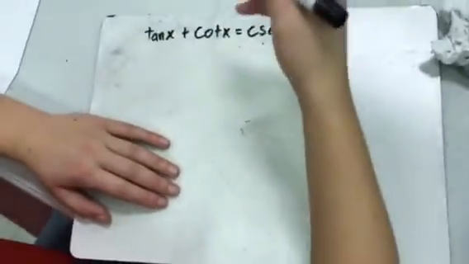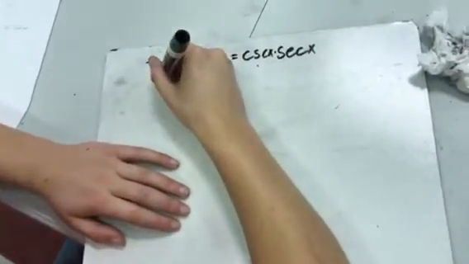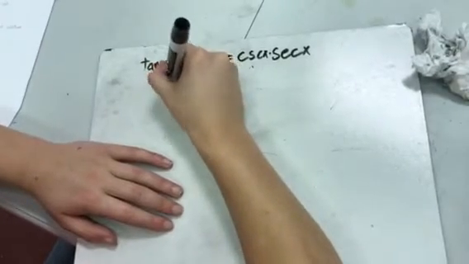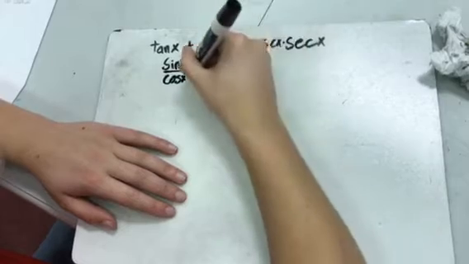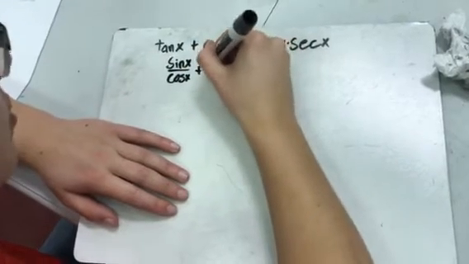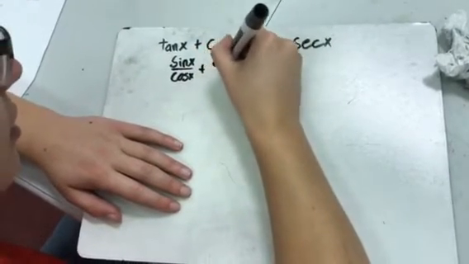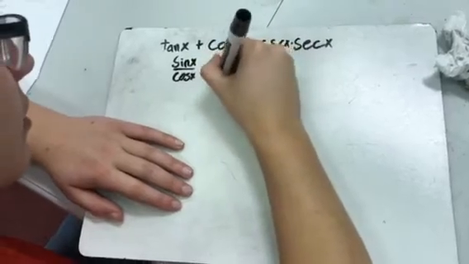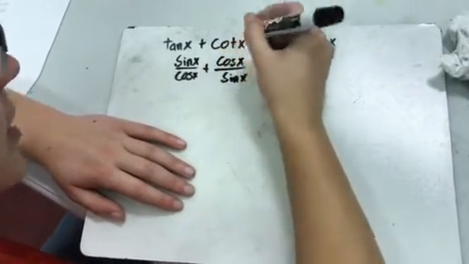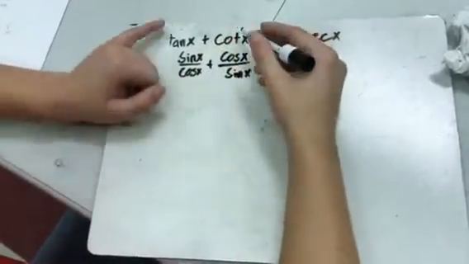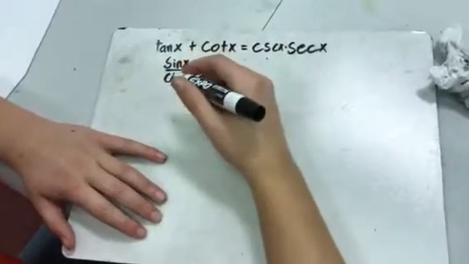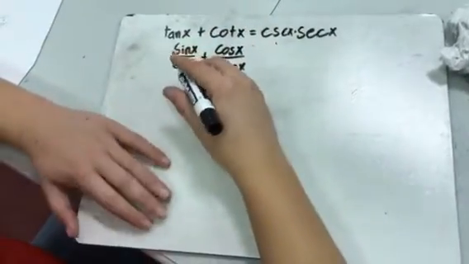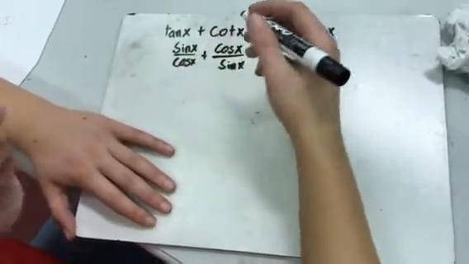So you would take tangent and make it sine x over cosine x, because that is what equals that. And then you can take cotangent and make it cosine x over sine x, because these equal these, and this one is the flip of that because they are the opposite. And so what you would do after that is you would now just add them together.